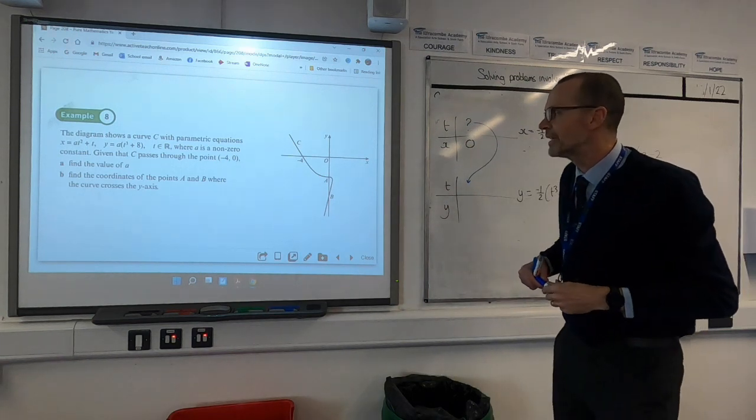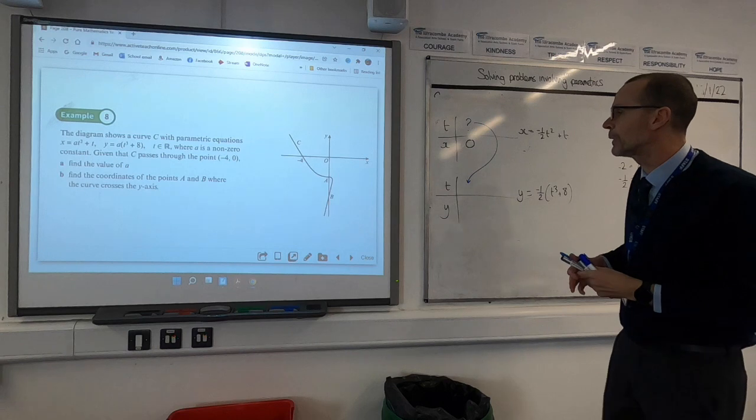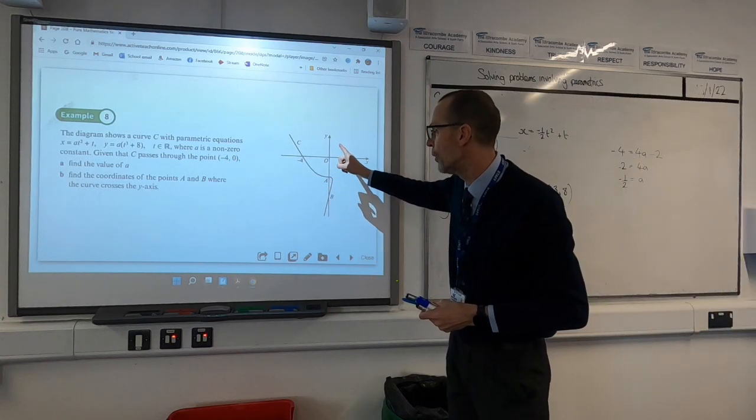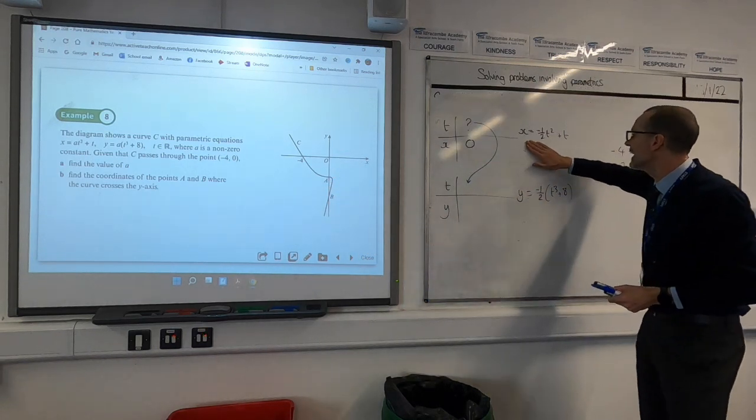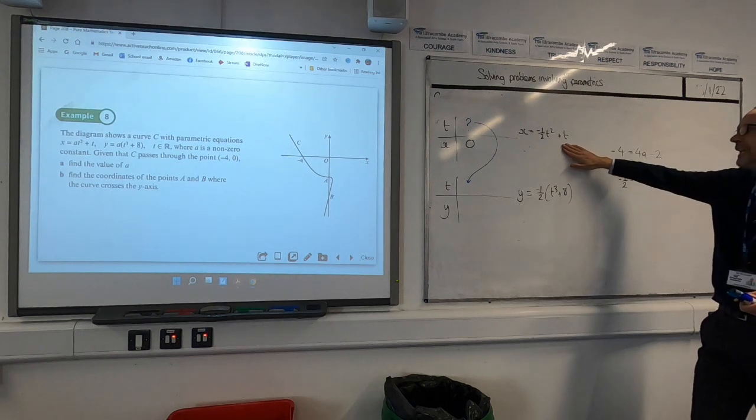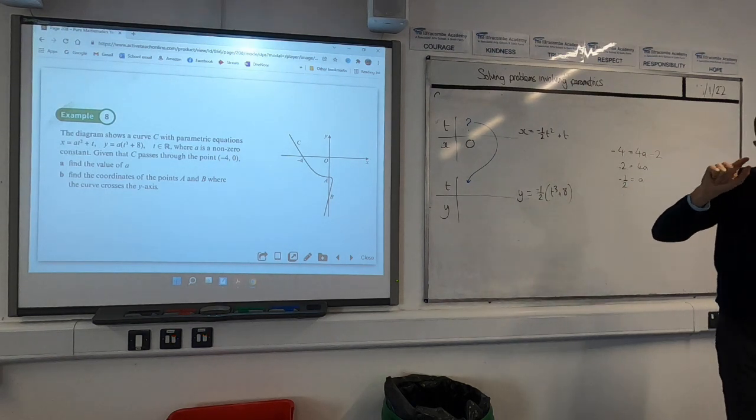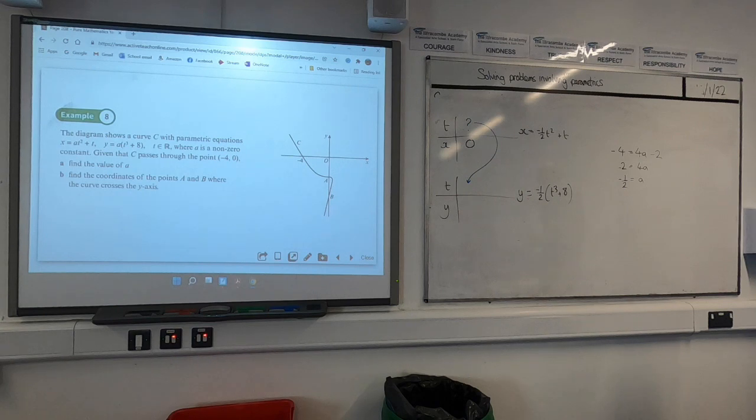So see if you can go, but start, because we're asked to find coordinates where it crosses the y-axis, we start by asking, in this x equation, what value of t makes x equal to nothing? And that's a quadratic. You can use your calculator, or you can remember 0 is your friend.